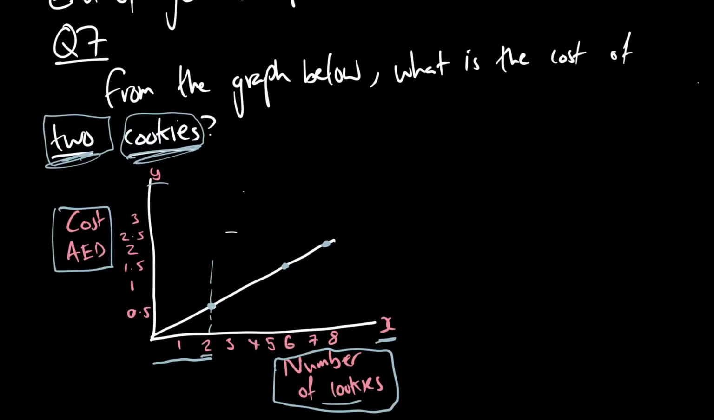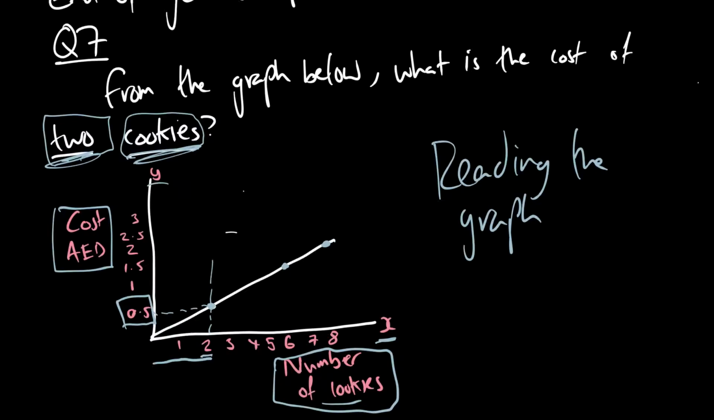Now, how do you find out what the cost is at this point? You'll make a line that goes from this point to where it says cost. And as you can see over here, the cost is 0.5 dirhams. So it's just a matter of reading the graph. And you can see the cost is equal to 0.5 AED. This is answer choice A.